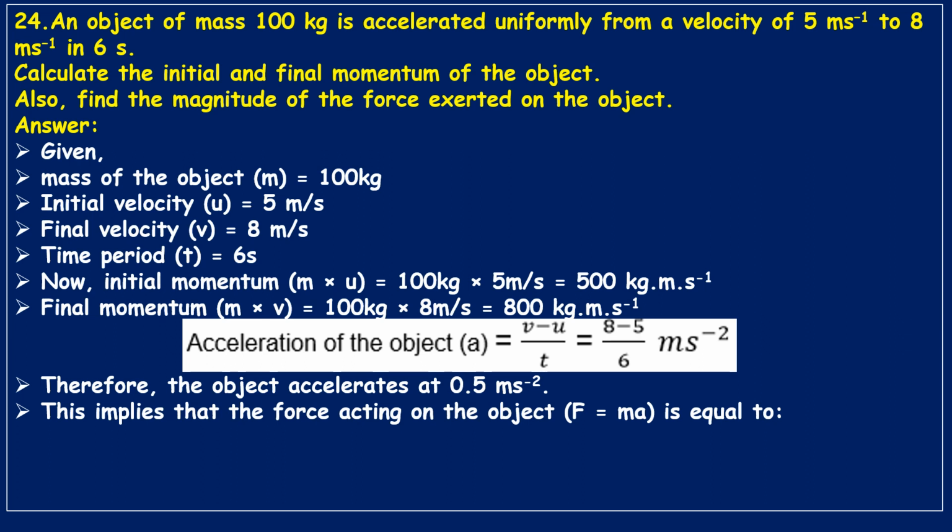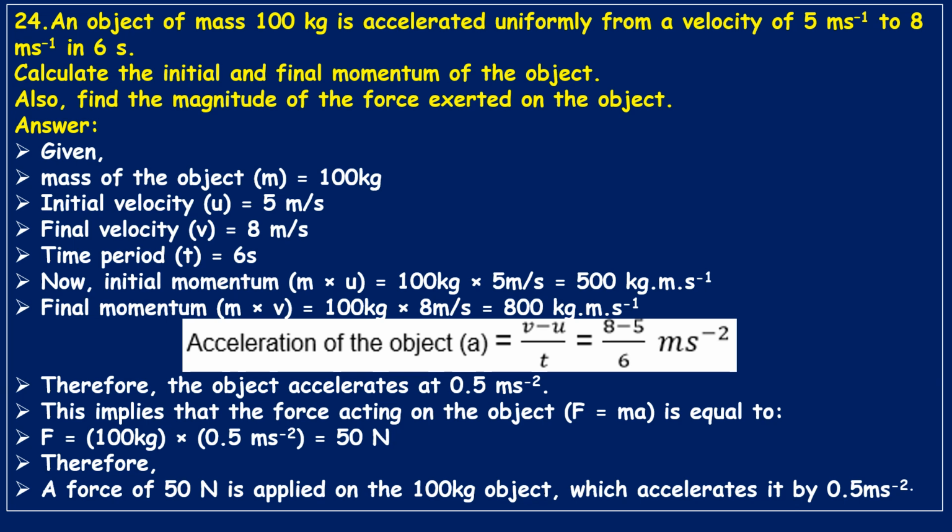This implies that the force acting on the object is force equal to mass into acceleration. Mass is given as 100 kg, acceleration is 0.5 meter per second square, and 100 into 0.5 gives 50 newtons of force exerted on it. Therefore, a force of 50 newton is applied on the 100 kg object, which accelerates it by 0.5 meter per second square. This is the answer for this question.